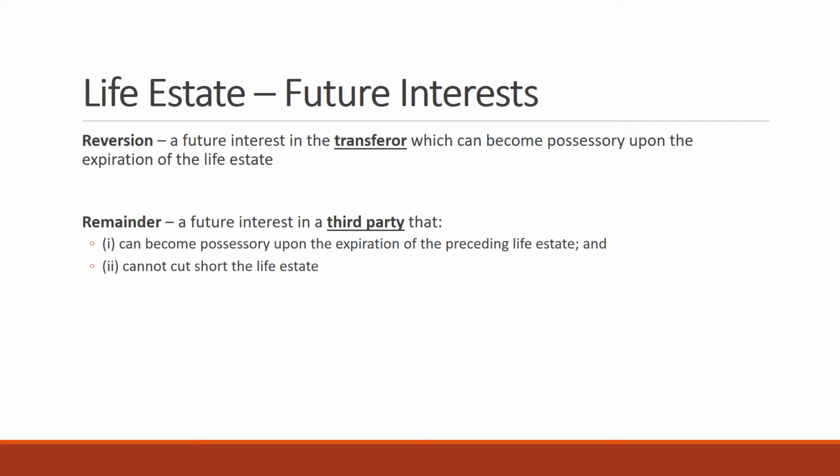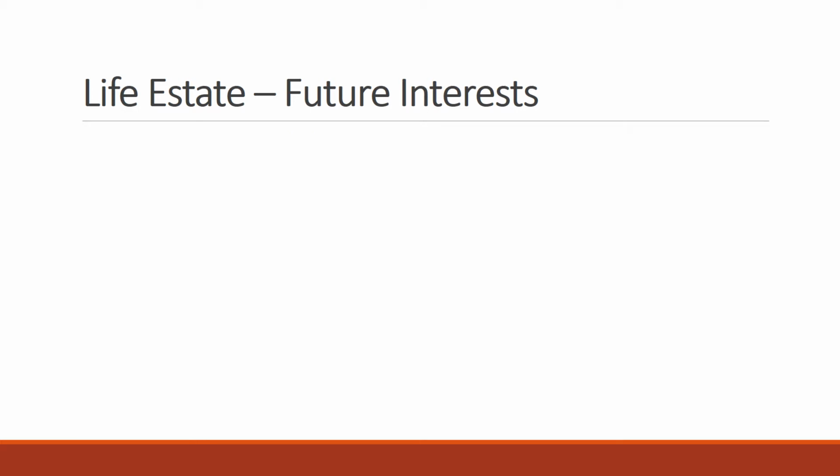So here, just to highlight, the primary difference between a reversion and a remainder is that with a reversion, the future interest is held by the transferor, whereas with the remainder, the future interest is held by a third party, not the transferor. Now remember, the transferor is the person who originally transferred the land.